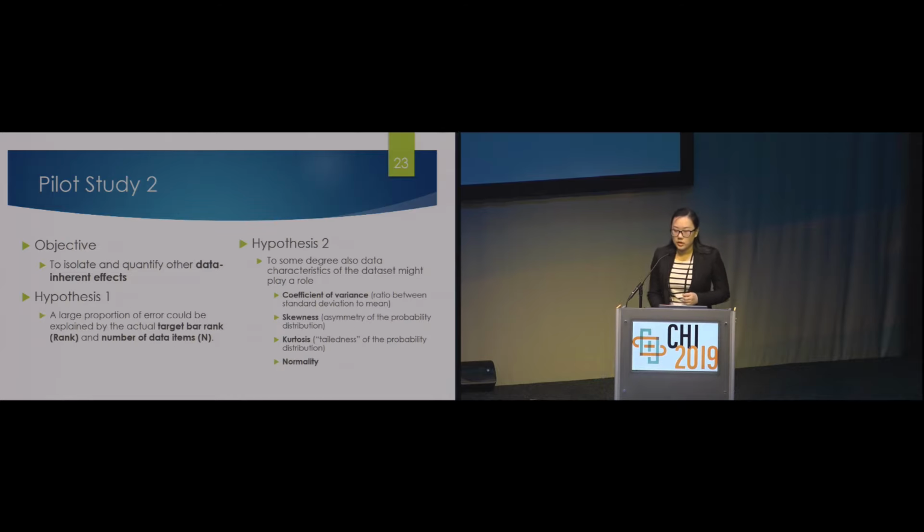Thus, in pilot study 2, we want to conduct a new study to isolate and to quantify these other data inherent effects. And we hypothesized that there will be 6 predictors contributing to this masking effect. That is the target bar rank itself, the number of data items of the data set, and also 4 other statistical characteristics of the data set, including the coefficient of variance, skewness, kurtosis, and normality.